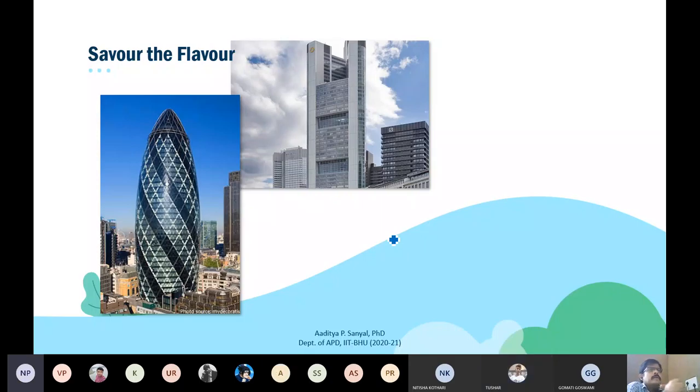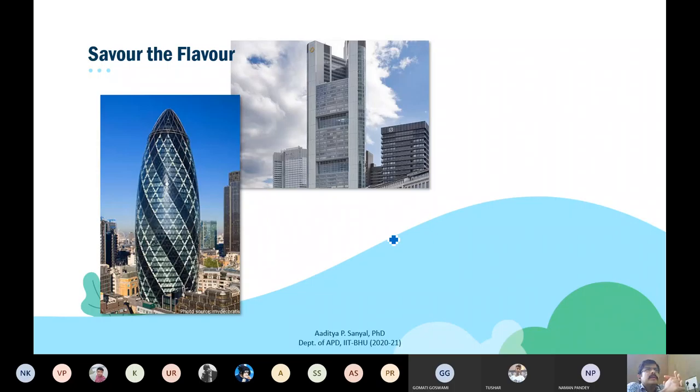Commerce Bank. Location? Frankfurt, Germany. Who is the architect? So which is this building? Can you repeat? Norman Foster. Yes, sir. This is the name. The Commerce Bank Tower in Frankfurt, the Commerce Bank headquarters actually, in Germany. Architect is Sir Norman Foster.